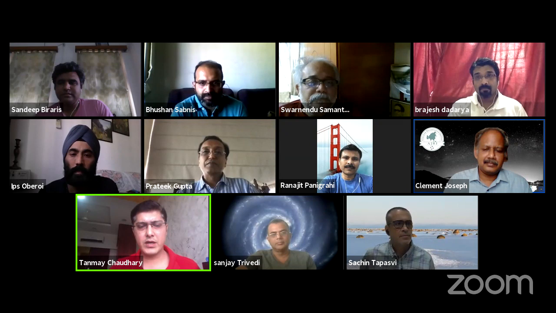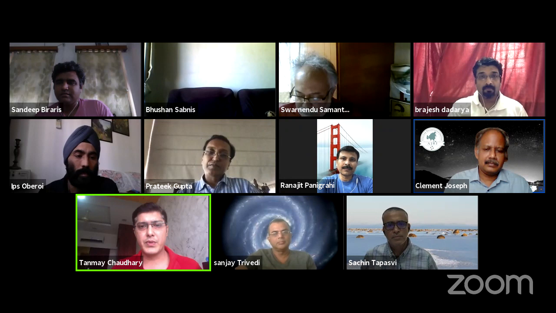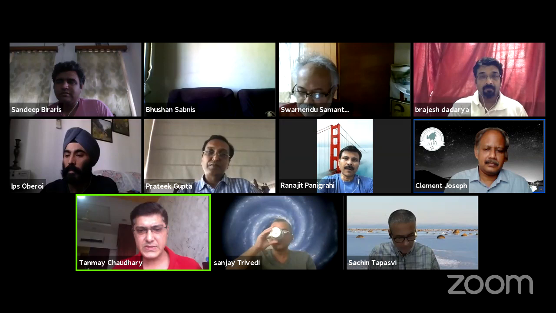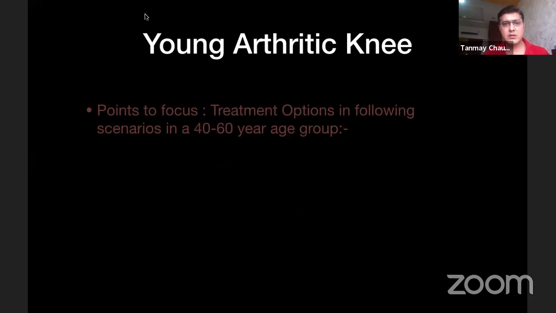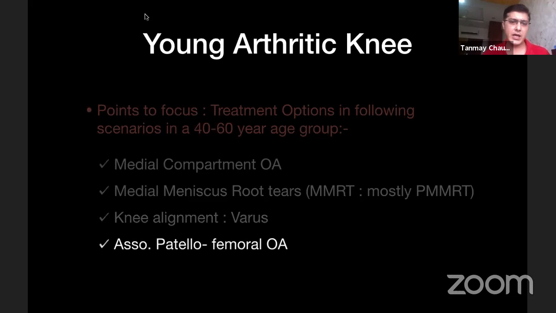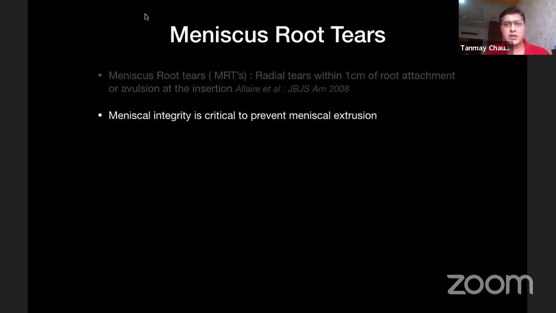Today we are having something on the young arthritic knee, which is very common. Every orthopedician's OPD usually sees such patients, where patients come with vague knee pain, then some trivial trauma, and the pain progresses. The focus is on the 40 to 60 years age group, where we would mostly be looking at medial compartmental osteoarthritis, root tears, varus malalignment, what to do about it, and associated patellofemoral osteoarthritic changes. In a whole, we would be looking at an overview of the young arthritic knee. The main pain starts off from the root tears. Initially, the pain is osteoarthritic pain, but later, when there is some trivial trauma, the pain increases. So, just a brief about the root tears.